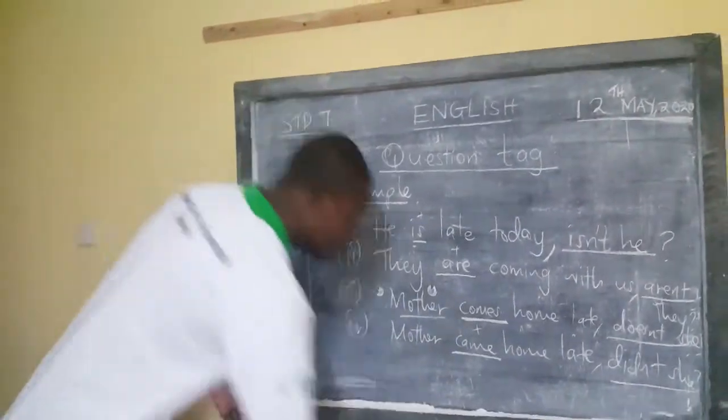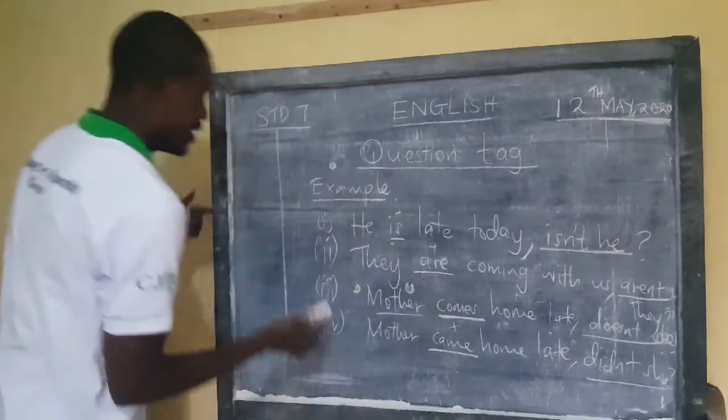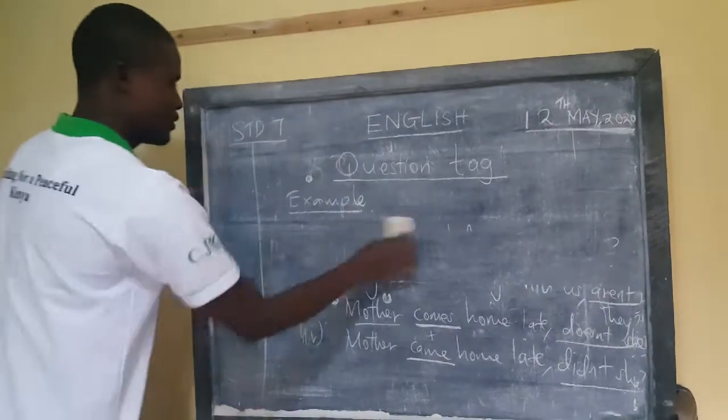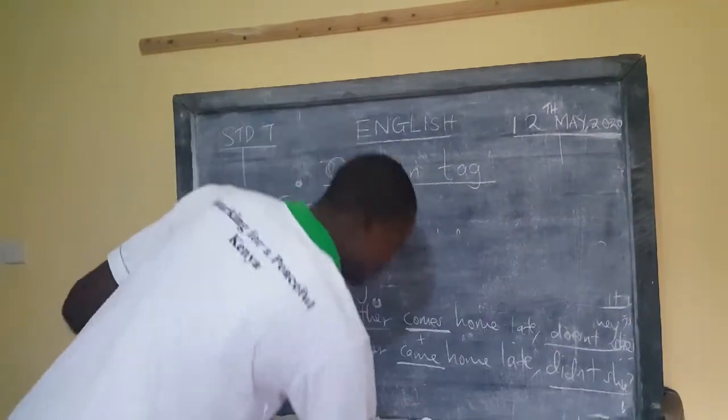Our next form, our example 4, is going to be another aspect.